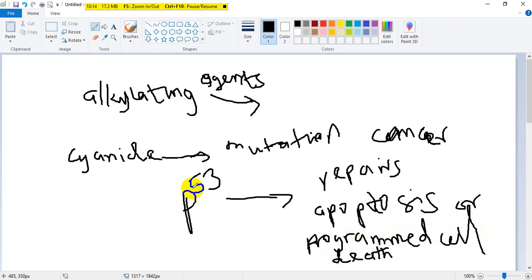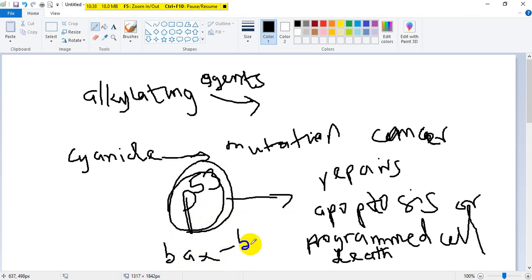Apoptosis is triggered by the p53 gene, and this is a checkpoint in the body that repairs damaged DNA. It's a gene that produces a protein that repairs damaged DNA, and it enhances the BAX gene to produce BAX protein, the BAX gene for apoptosis.